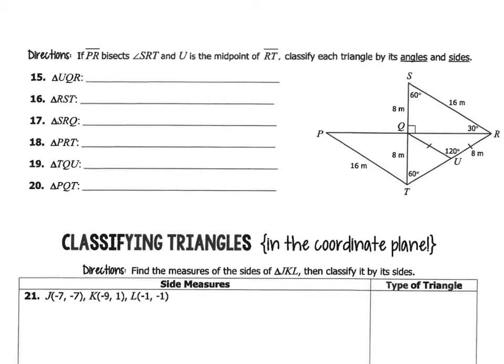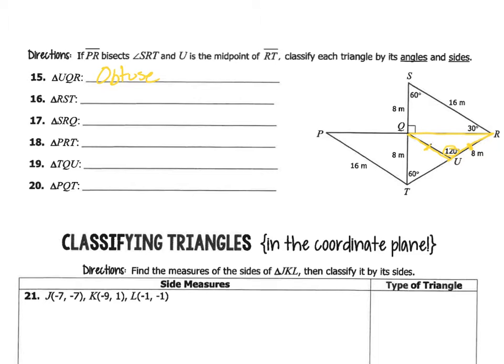Looking at the first one, U, Q, R. These two lines right here should tell you which one that is. So your angle, you have your angle here. Is that bigger or smaller than 90? Bigger, so it'd be obtuse.